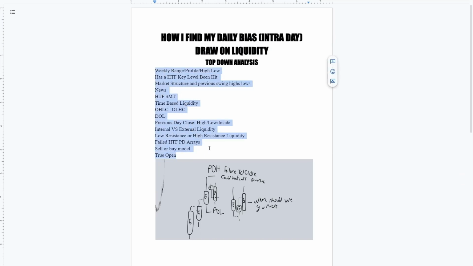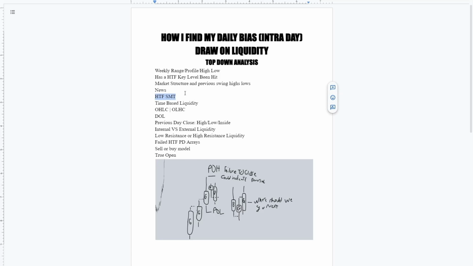All of this is in the back of my head, back of my hand. Our weekly range, as well as our profile and our high and low of the previous week. Do we have a high time frame key level that's been hit? Does our market structure show bearish or bullish? Where does it show our previous swing highs and lows to be? Do we have high impact news event drivers for the week? Do we have a high time frame SMT, which we won't really go over today?